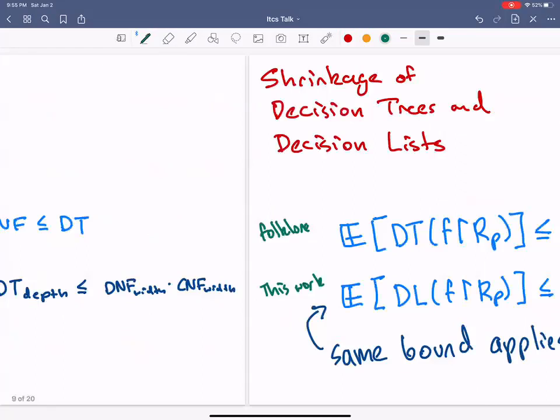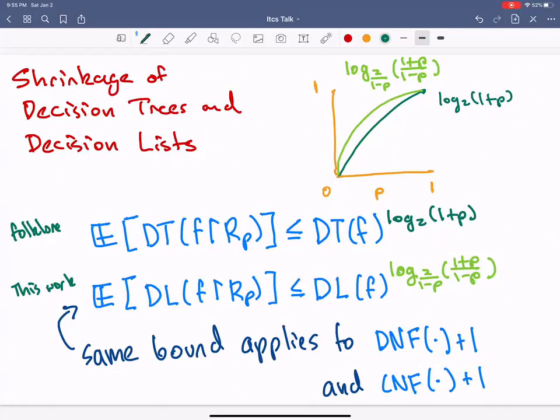That slide's repeated. Good. So, right. So here's the results of this paper.